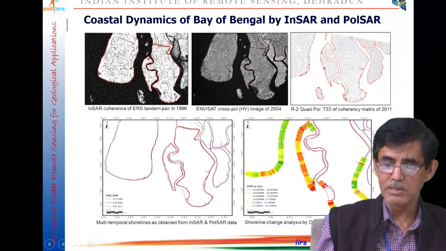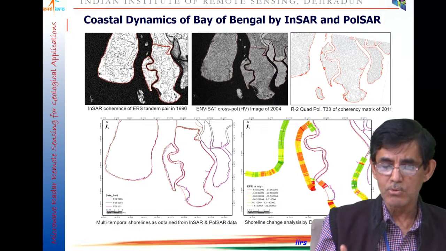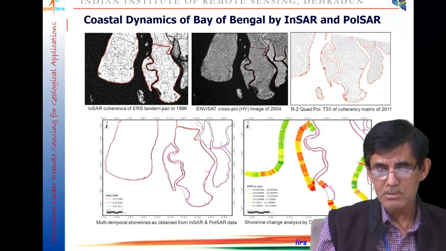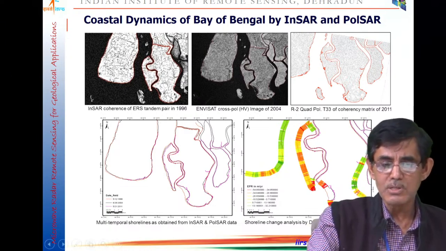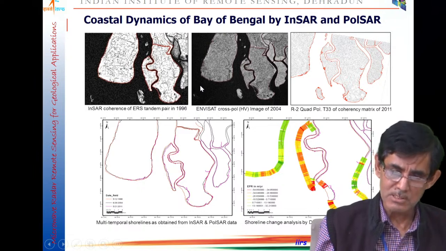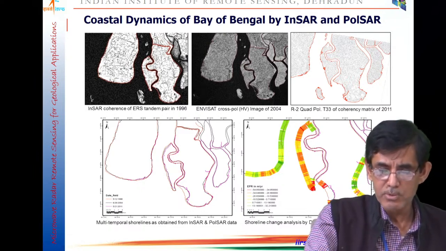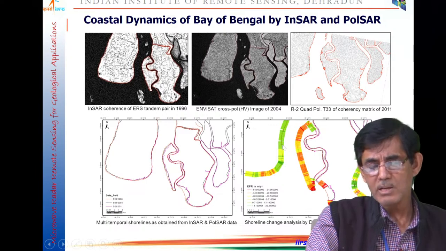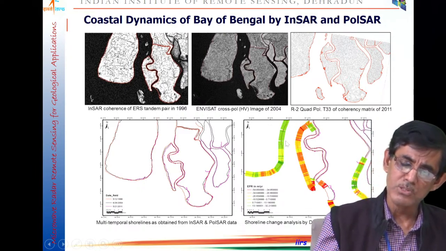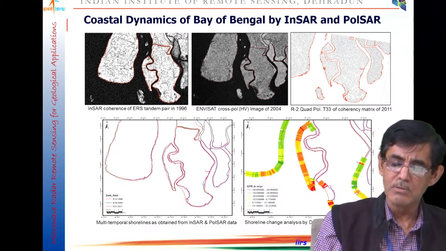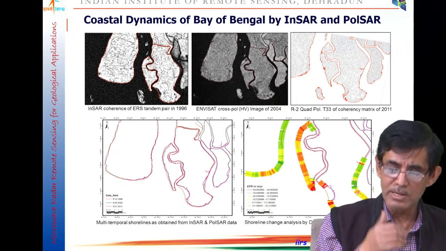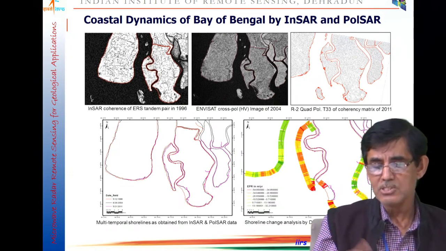Similarly, another very good application is in the case of coastal dynamics, coastal transgression, coastal erosion. Here you can use the interferometric SAR coherence image, and you can get the land water boundary. You can map the land water boundary for different periods, and from these you can see how the coastline or shoreline is changing with time, whether the shoreline is extending towards the sea or going inside the land. That means whether the area is eroding or depositing.